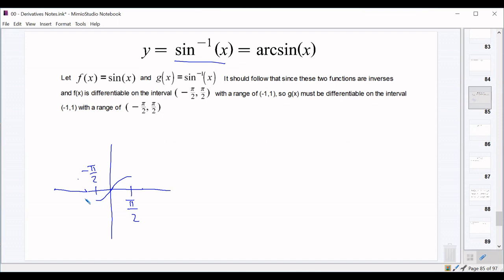So when we talk about the sine function, in order to find inverse sine, we restrict it so that its domain is negative pi over 2 to pi over 2, but still contains the range of -1 to 1. And that tells us that the inverse function, in this case, inverse sine of x, or what we've labeled as g of x, must have a domain of -1 to 1 and a range of negative pi over 2 to pi over 2. And since sine x is differentiable on this interval, its inverse, the inverse sine of x, should be differentiable on its domain, -1 to 1.